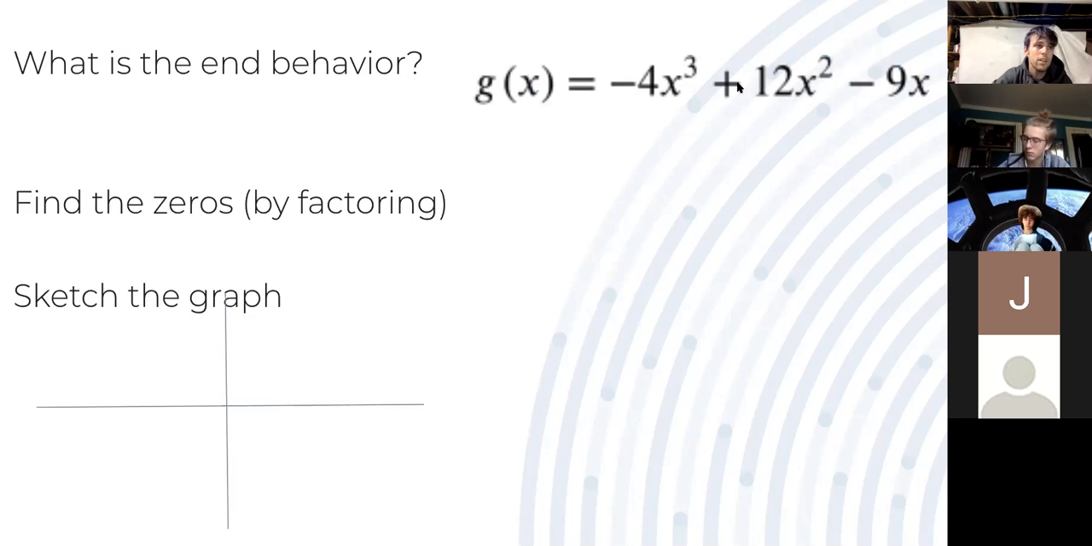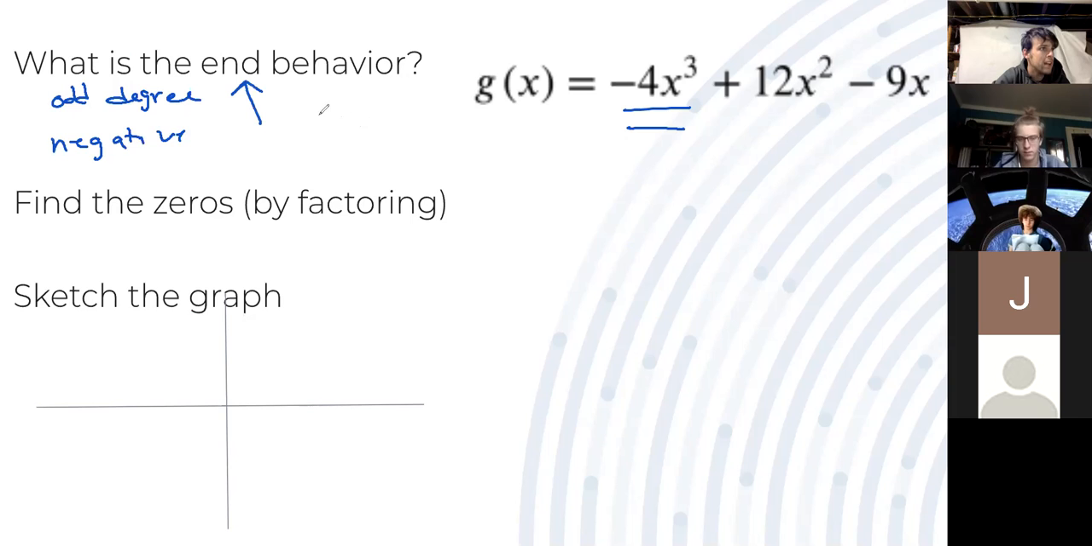So this is another cubic. What is the end behavior? Ooh, end behavior. We haven't really talked about that in this section today. So this is an odd degree. And we have a negative leading coefficient. So if we check our end behavior chart, that means that it's going to be up on the left side, down on the right side.